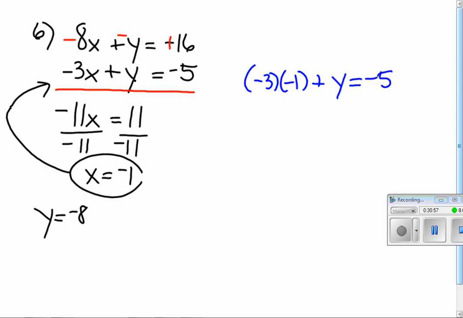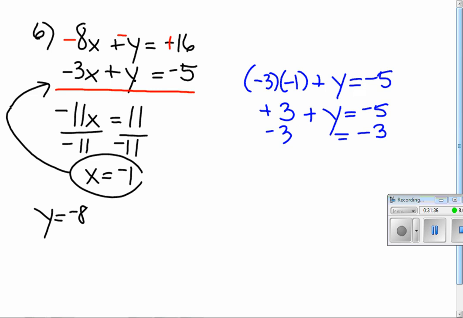Okay, Michael? Michael, take the headset off. What is a negative 3 times a negative 1? What's 1 times 3? What do 2 negatives make? Negative times a negative. 2 wrongs make a right. Okay, so it's positive. Plus y equals negative 5. You know how to solve that. Yeah, subtract 3 from both sides.